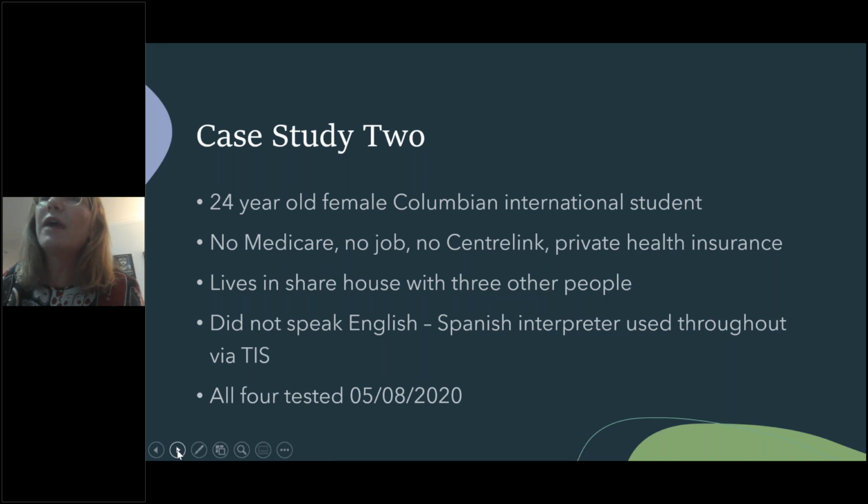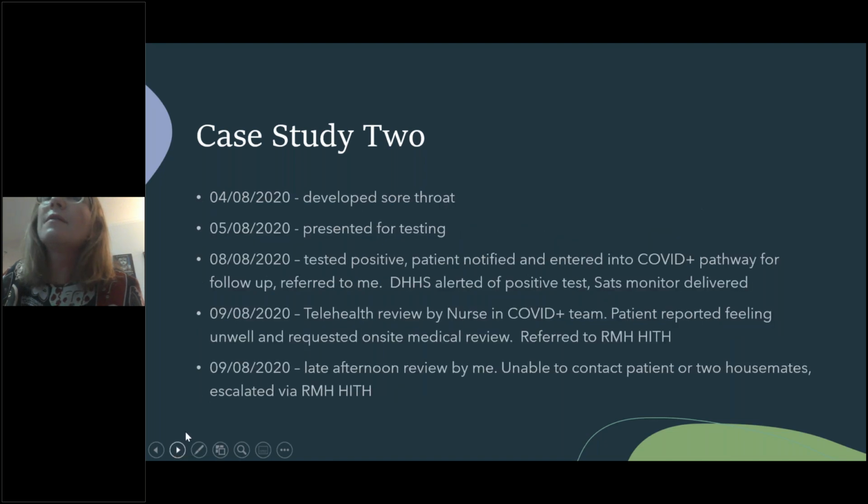And all 4 of the housemates were tested on the 5th of the 8th. So she had developed symptoms on the 4th of the 8th, developed a sore throat, presented the very next day for testing, and then 3 days later, a test came back positive. She was notified, entered into the pathway, and referred to me. We also had the opportunity to deliver a SATS monitor to her.